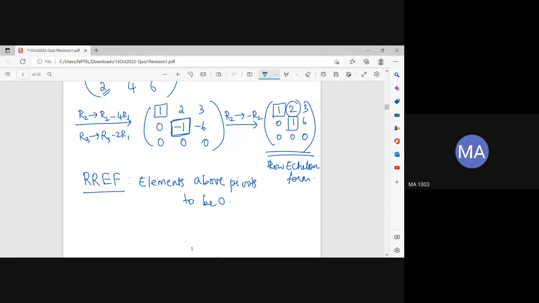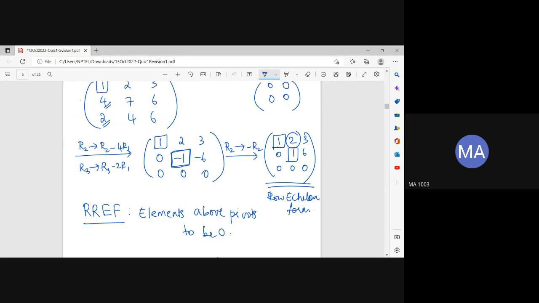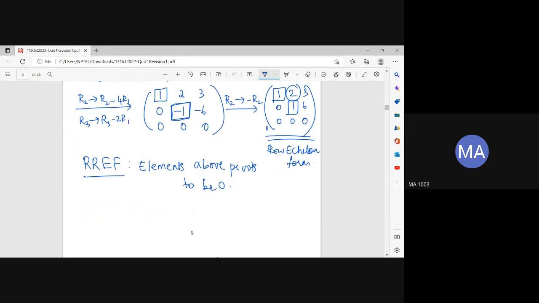There is a pivot in the first column, and there is no entry above it, so no problem. There's a pivot in the second column, and there is an entry above it which is not equal to 0. So you have to convert it into 0. How will we do that? R1 minus 2 times R2. So we'll get 1 minus 0, 2 minus 2, 3 minus 12, so that's minus 9, 0, 1, 6, 0, 0, 0.